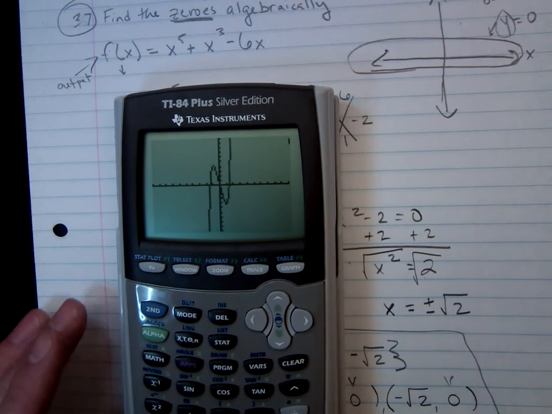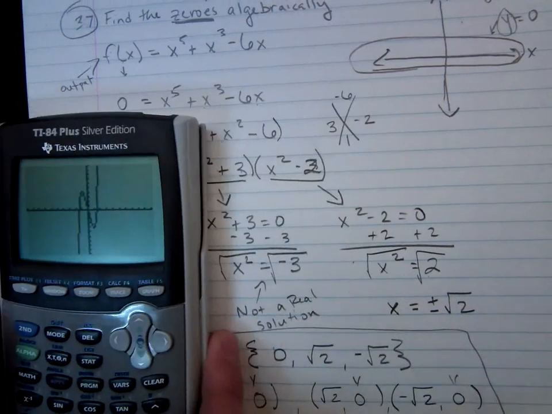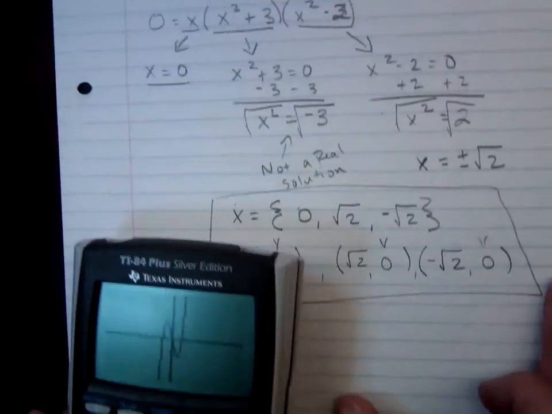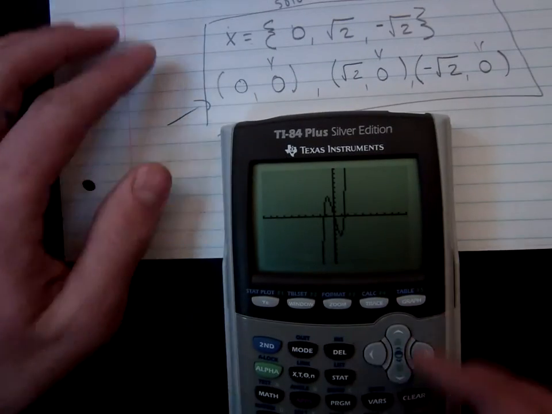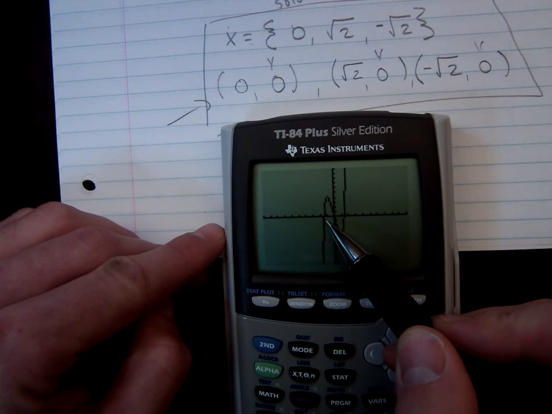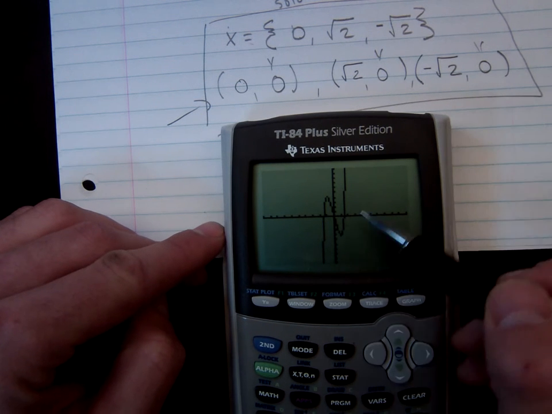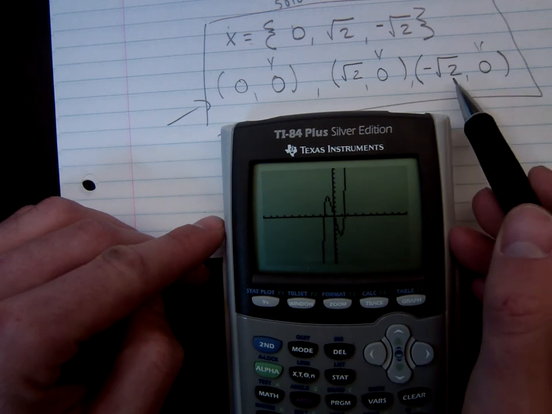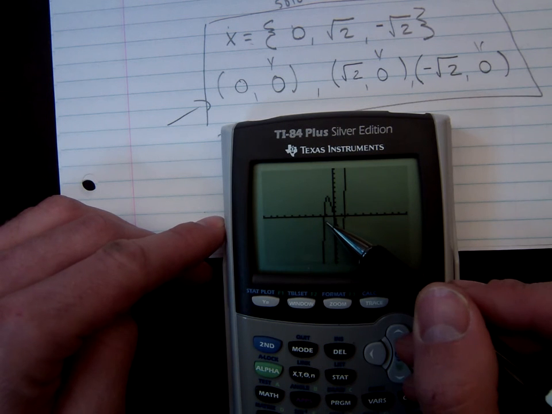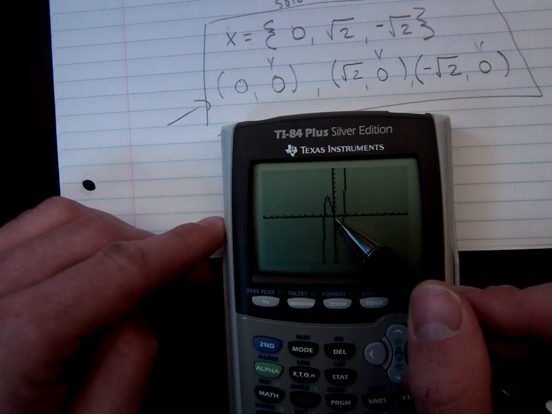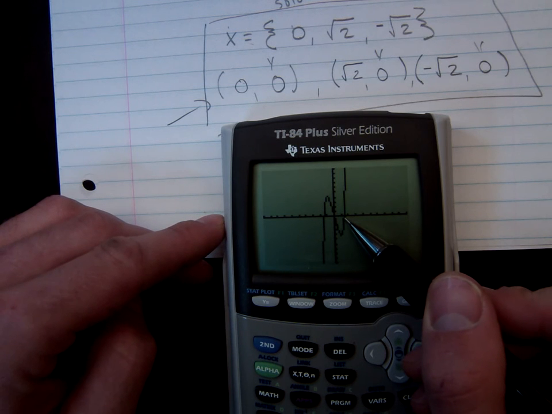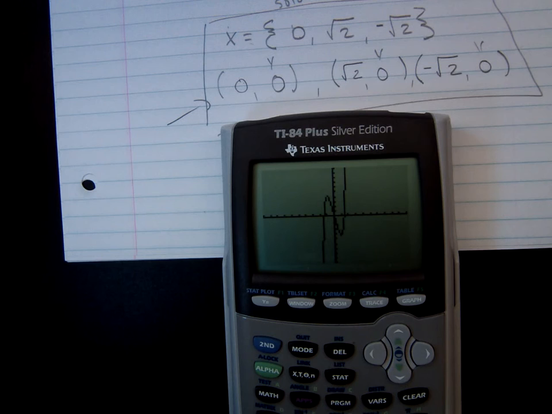Taking a look at my graph here, I can see that, as it's supposed to, I have an x-intercept right over here at negative square root 2. It's a little above 1, which if you plug negative square root 2 in, you'll see that it's a little above 1 there. At 0, and right over here at square root 2. That concludes the explanation of this particular problem.